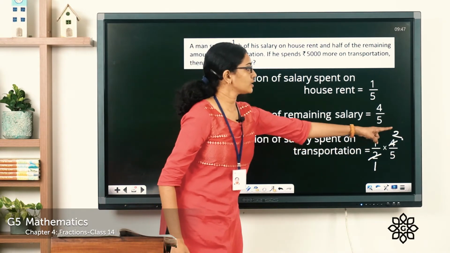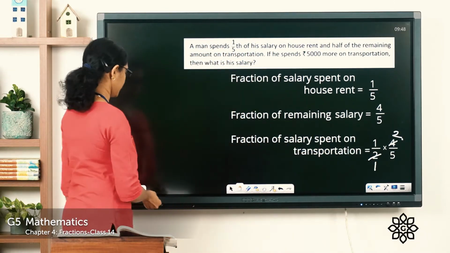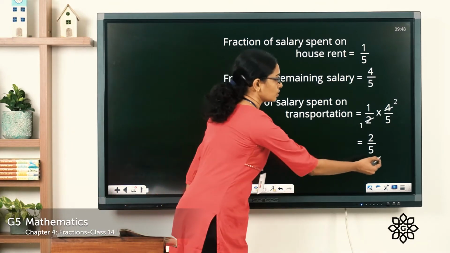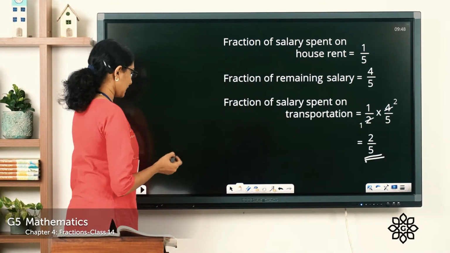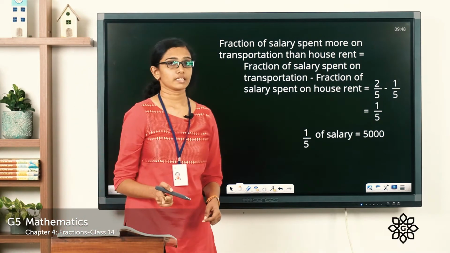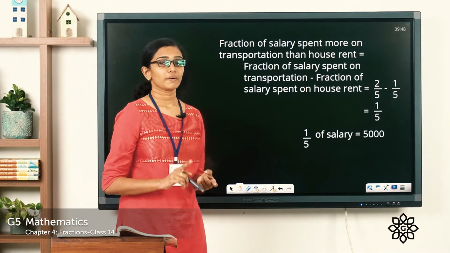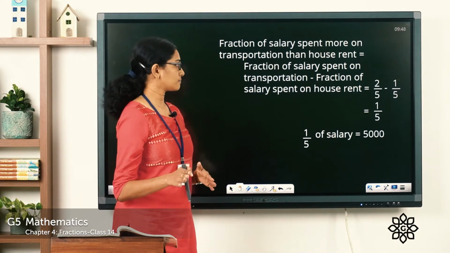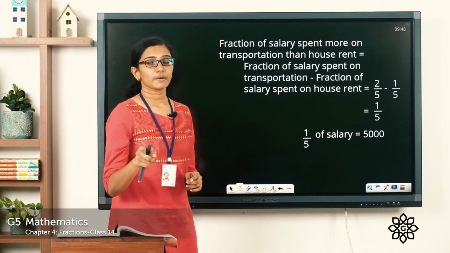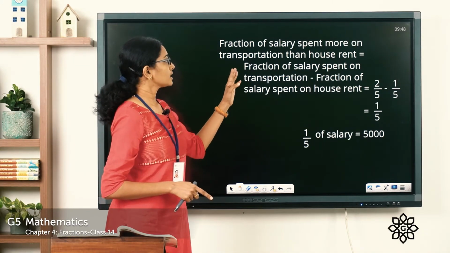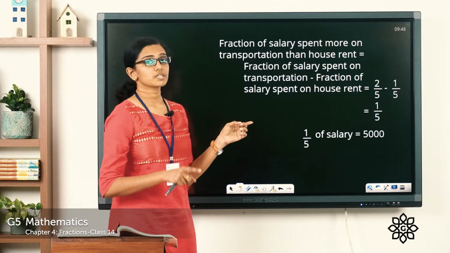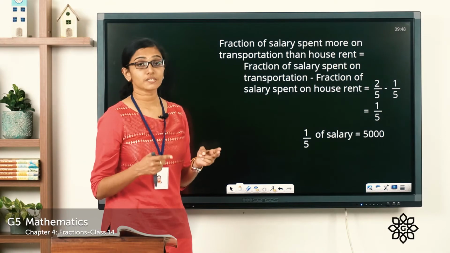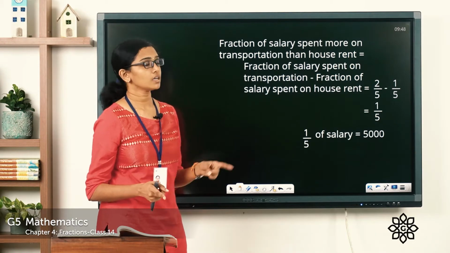So we have 1 into 2 by 1 into 5. So the fraction of salary spent on transportation is equal to 2 by 5. Clear? And it is also mentioned in the question that rupees 5,000 was spent more on transportation. It means the fraction of salary spent more on transportation will be the fraction of salary spent on transportation minus the fraction of salary spent on house rent, right? An amount rupees 5,000 more was spent on transportation.